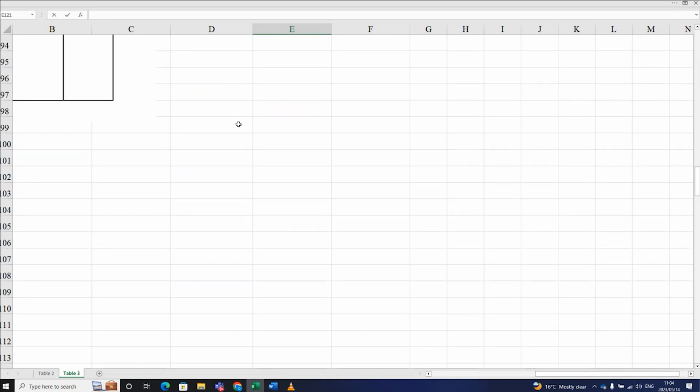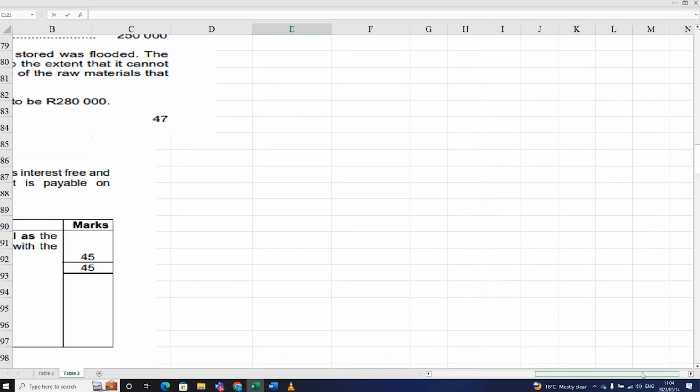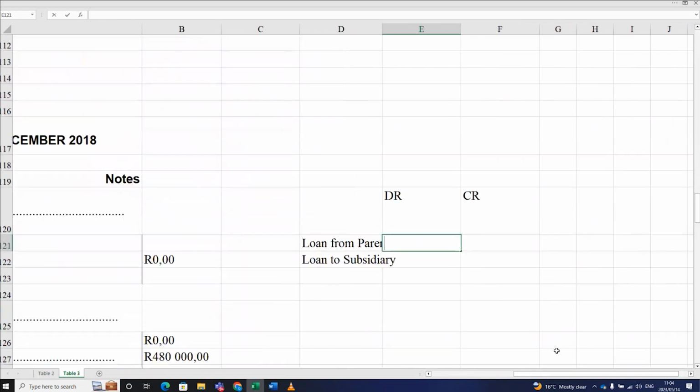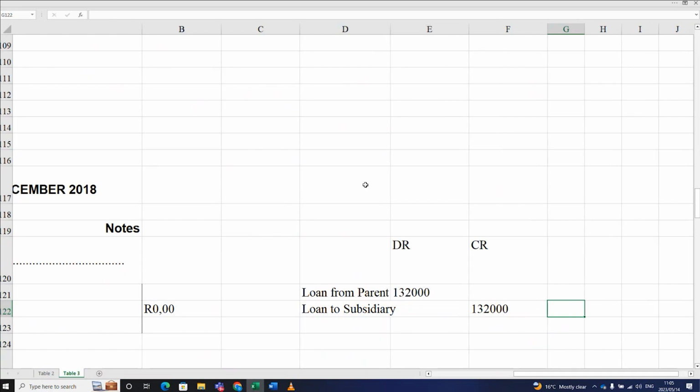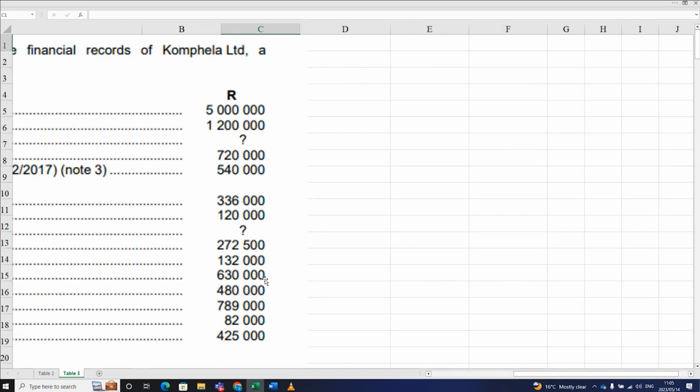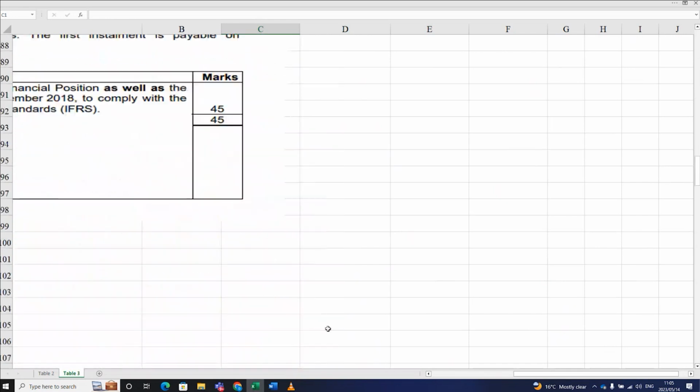I just forgot how much it was again. 132,000. So you would have that 132,000 and 132,000. So in your consolidated financial statements, this line item would not exist, but in the separate books, it was obviously sitting there, hence why you have to eliminate it. So yeah, that's where this elimination journal comes from.